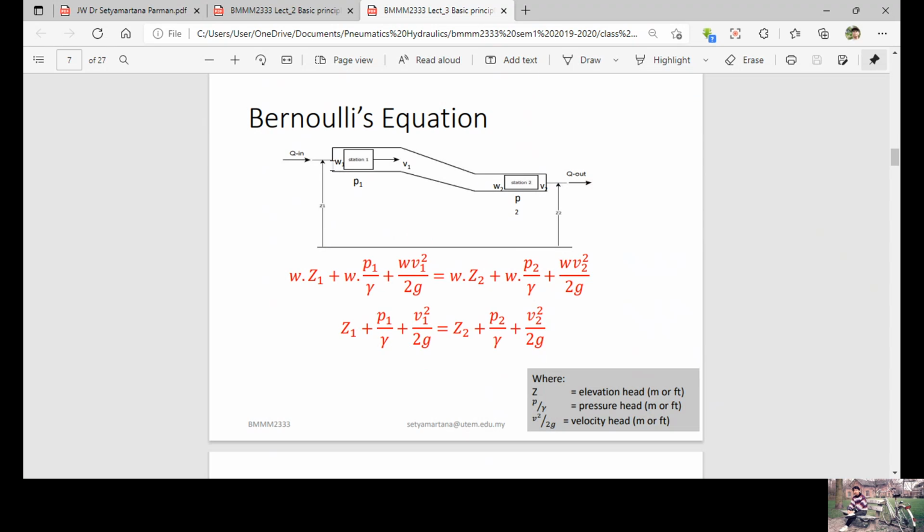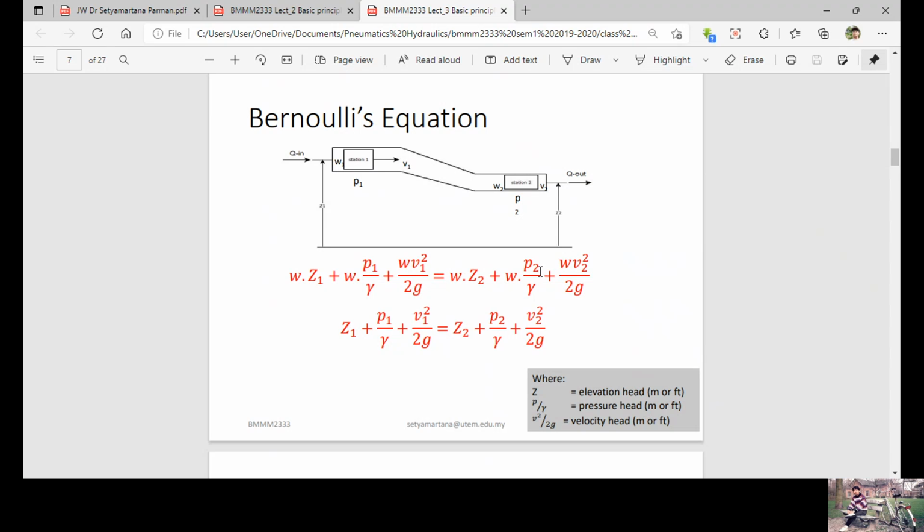So the Bernoulli equation can be expressed as the total energy at station 1 equal to the total energy at station 2. The total energy consists of energy due to position, energy due to pressure, and energy due to velocity.